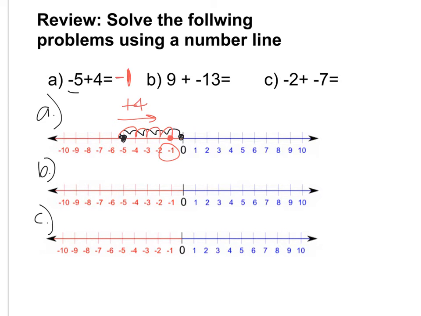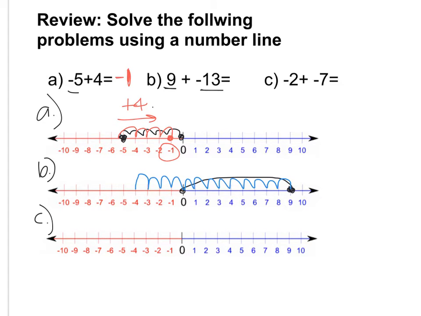I'm going to model B with you, and then you're going to do C on your own. So for B, we're going to start at 0. It wants us to jump +9, so I'm going to go all the way over to 9, right? I'm not even going to make all the little jumps. We know how big that's going to be. Then it says it wants us to move -13. So now I'm going to jump back 13. 1, 2, 3, 4, 5, 6, 7, 8, 9, 10, 11, 12, and 13.